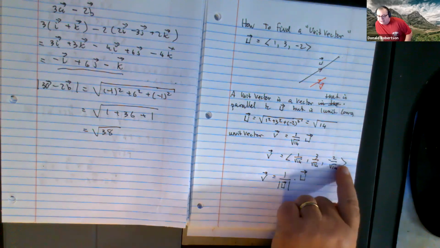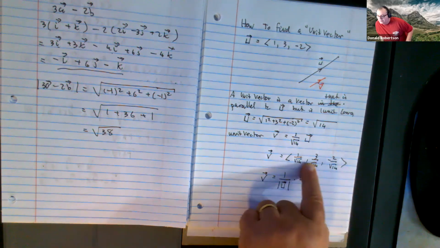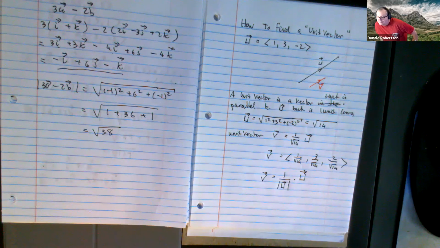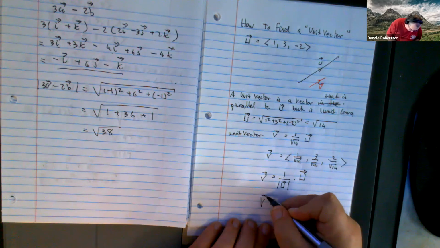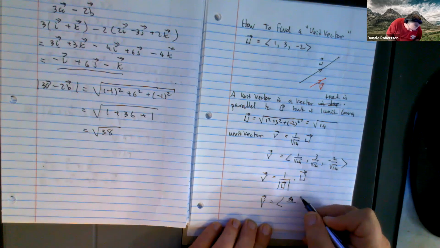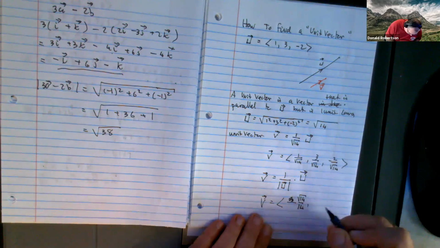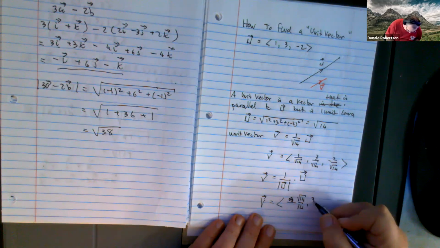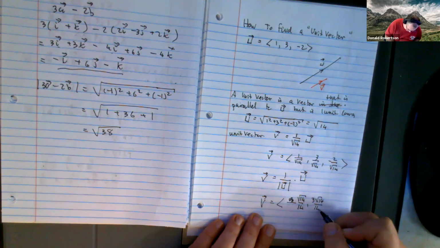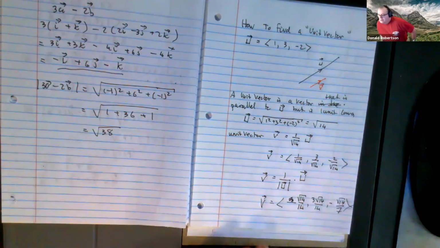If I was being fussy, which I am, although WebAssign is not, would this be the best way to write that vector? When you have to do that rationalize the denominator thing. And so you would end up with that.